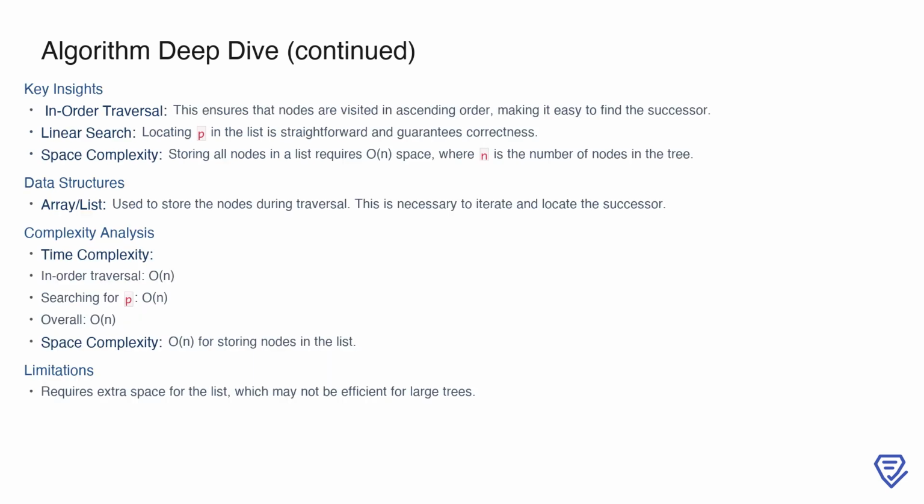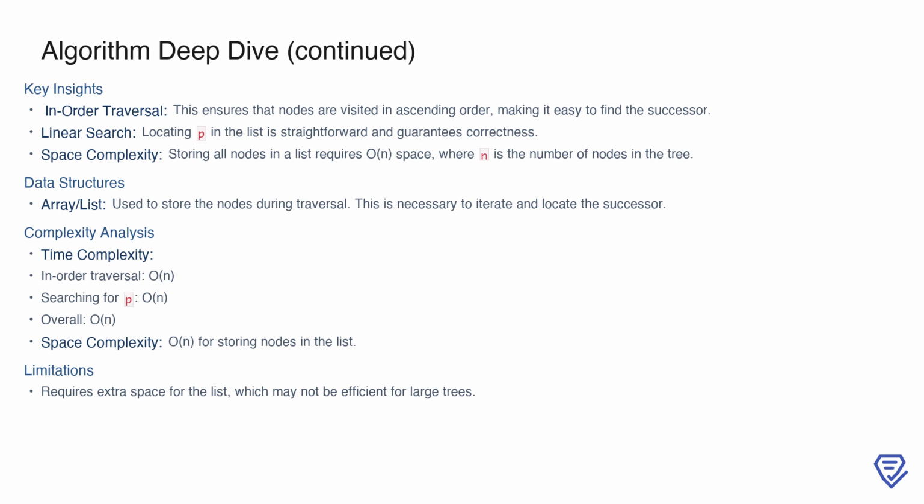The brute force approach provides a clear and straightforward way to find the in-order successor, but it comes with certain trade-offs. By performing an in-order traversal, we ensure the nodes are visited in ascending order, making it easy to locate the successor. The linear search through the resultant list is direct and ensures accuracy. However, this approach requires storing all the nodes in a list, leading to an O(n) space complexity, where n is the total number of nodes in the tree.